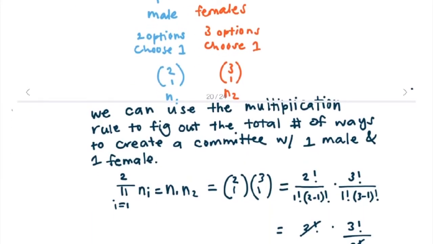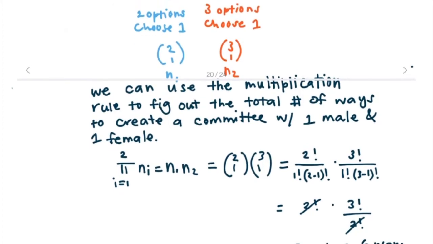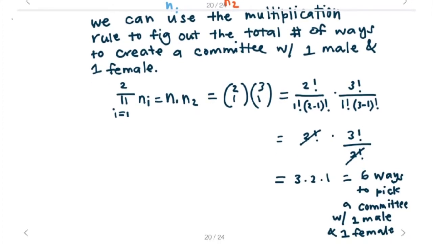So we can use the multiplication rule to figure out the total number of ways to create a committee with 1 male and 1 female. So notice that I have the product sign from i equals 1 to 2, n_i, which equals n1 times n2. We know that n1 is 2 choose 1, and n2 is 3 choose 1. So when you multiply that out, remember to plug it into the combination formula.